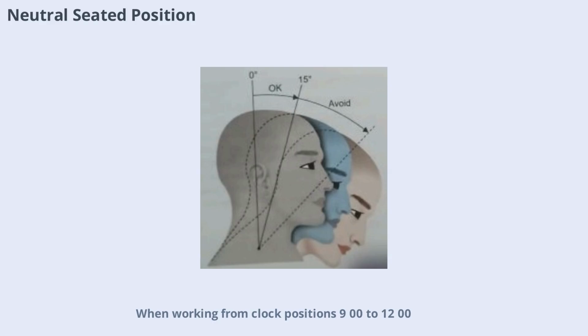When working from clock positions 9 to 12, the clinician should spread their feet apart, forming a tripod with the chair base for stability. Avoid positioning legs under the back of the patient's chair. Keeping the back straight and head erect helps maintain posture and reduces strain during long procedures.